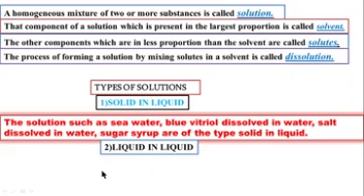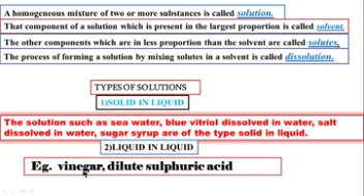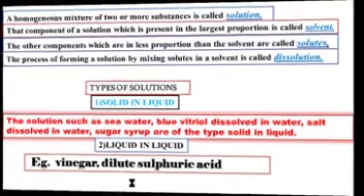Second, liquid in liquid. Examples are vinegar and dilute sulfuric acid, which is formed when we add concentrated sulfuric acid to water. Third, gas in gas. An example is air. Air contains many gases such as oxygen, nitrogen, and hydrogen, and other inert gases are also present in air.